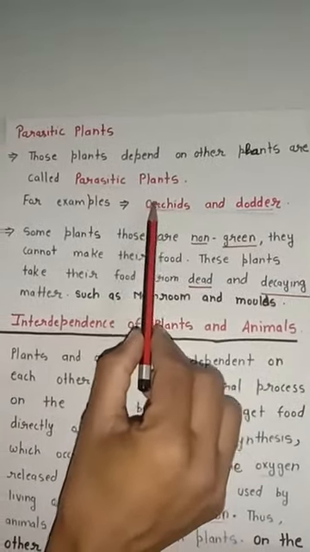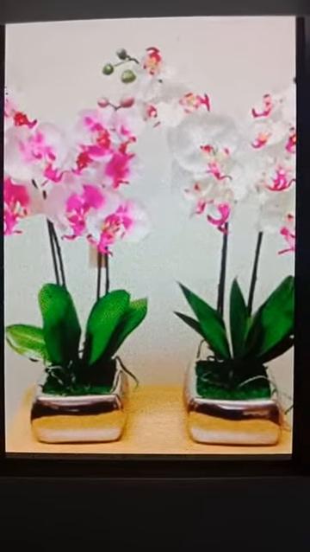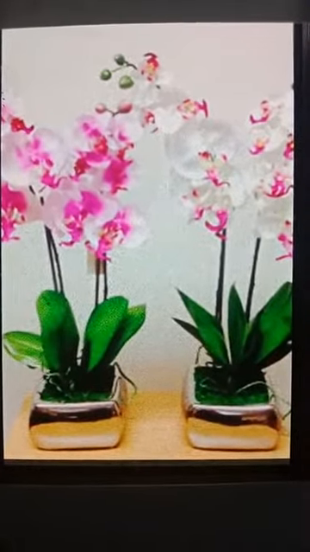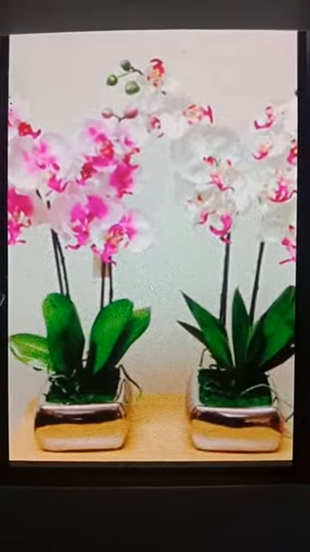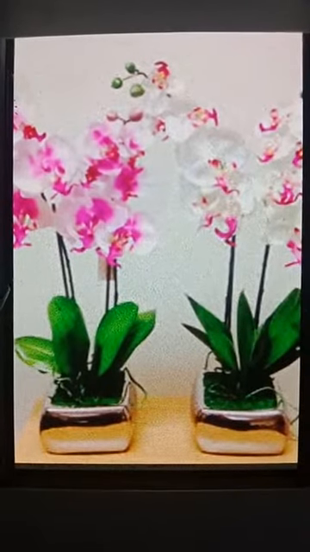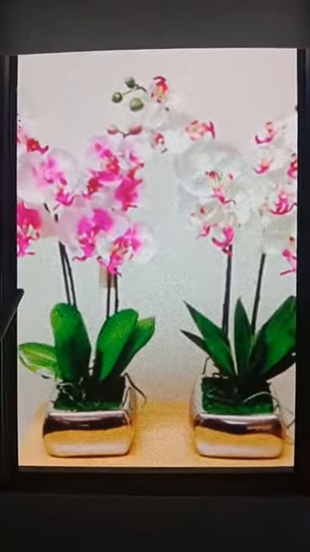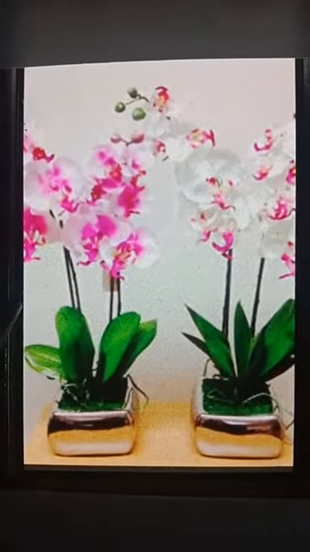Now let's see. Students, this is an orchid plant. It is a parasitic plant, and it is not able to prepare food for its parts. It is a different plant. You can't see this plant at your home or in your neighborhood.